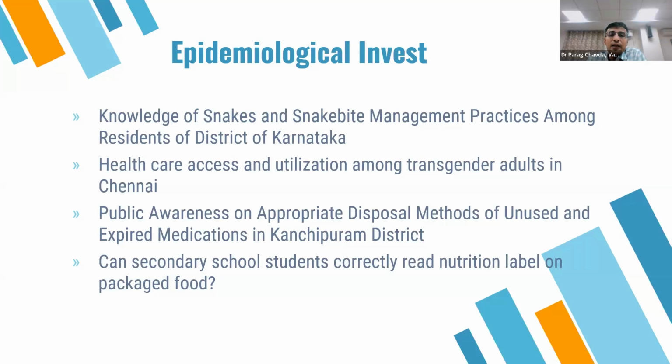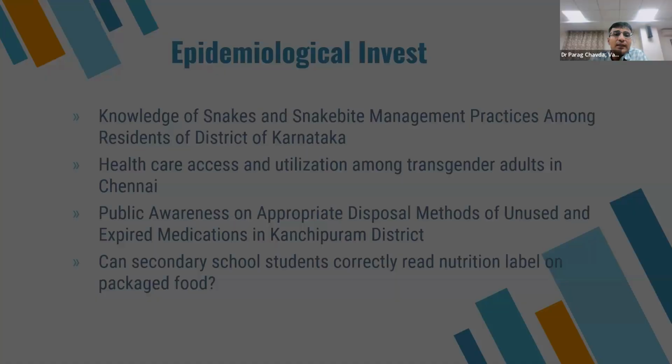The last being, can secondary school students correctly read the nutrition label on packaged food? The school curriculum is also increasingly expecting students to be more aware. Packaged food consumption has become almost universal, not only in urban but in rural areas as well. But what proportion of our students are able to read the nutrition label correctly? Are they even aware of how to read that? So someone looking at it would be interesting to see.